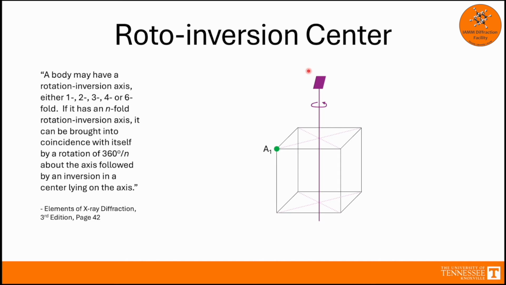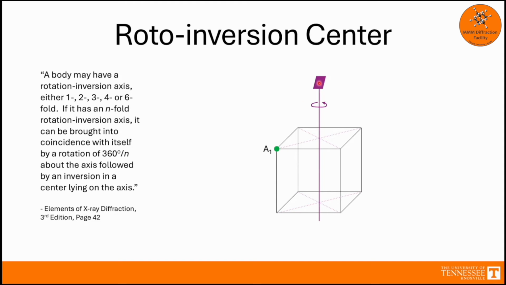Now let's end it with a roto-inversion center. So a body may have a rotation inversion axis, either 1, 2, 3, 4, or 6-fold. If it has an n-fold rotation inversion axis, it can be brought into coincidence with itself by a rotation of 360 degrees divided by n about the axis, followed by an inversion in a center lying on the axis.